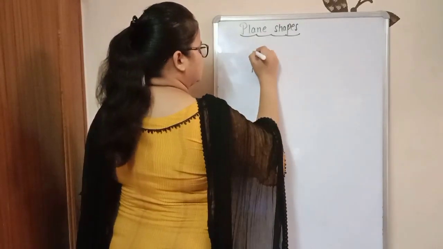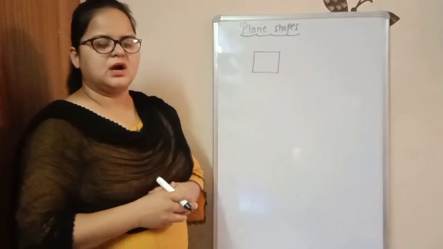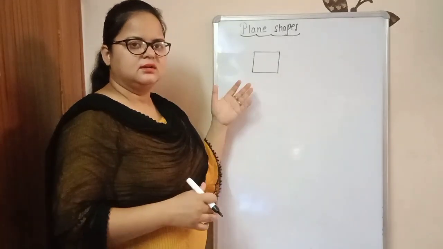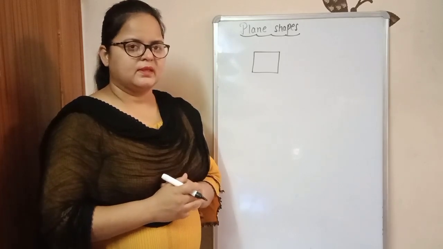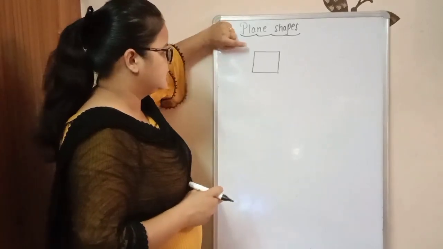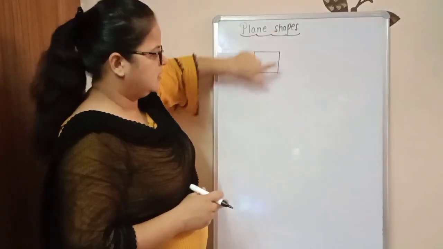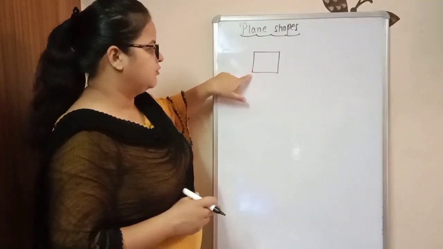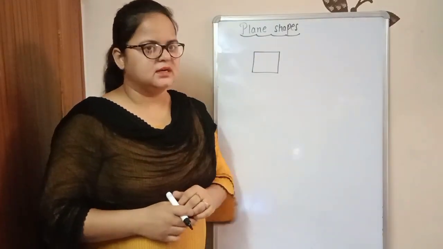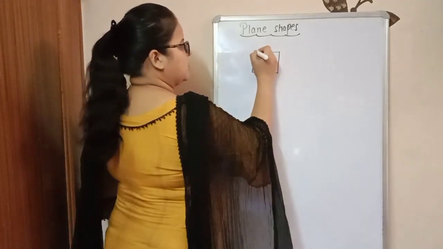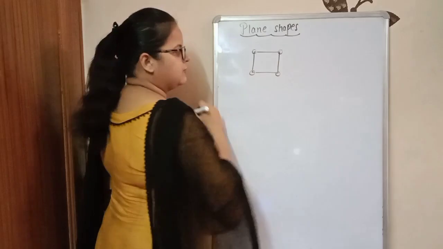Now I am making a square here. And now you will tell me how many corners are here in this square. Where are the corners? 1, 2, 3, 4. Here are 4 corners in a square. Square में कितनी corners है? See, 1, 2, 3, 4.